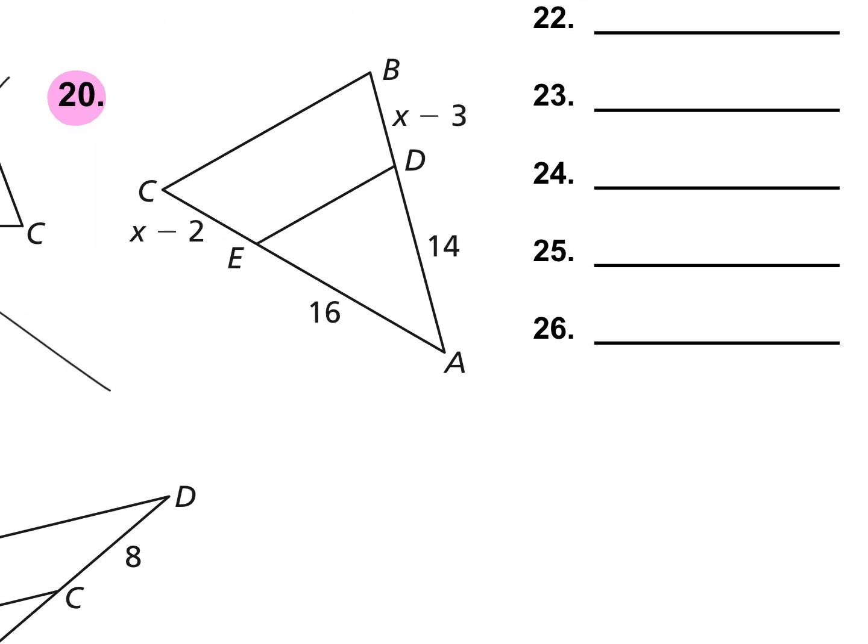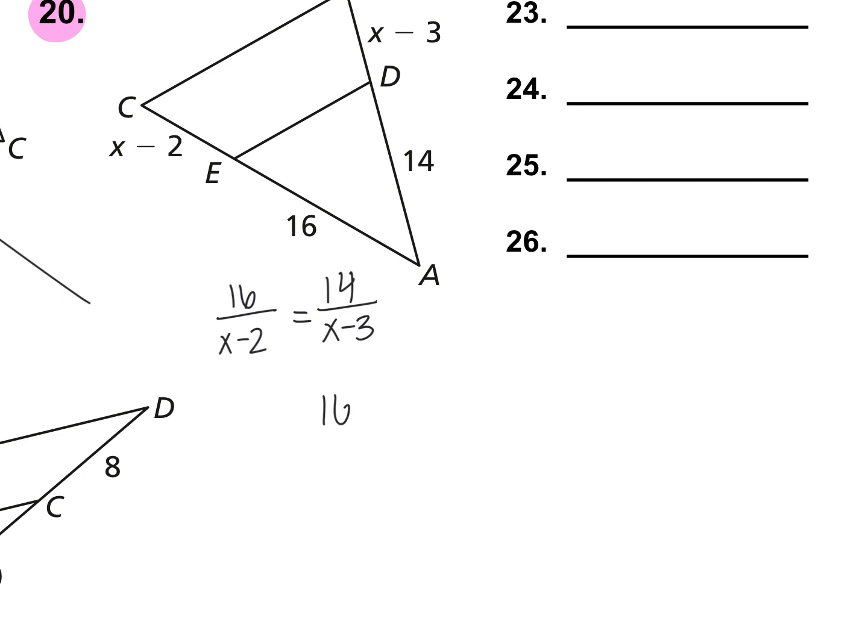There are a couple ways you can set it up, but we should still get the same thing. When you're looking at this question, one way you can set it up is 16 over x minus 2 equals 14 over x minus 3. I would not set it up this way. Why? Because when I cross multiply, I'm going to have large numbers. I would set it up as 16 over 14 equals x minus 2 over x minus 3.